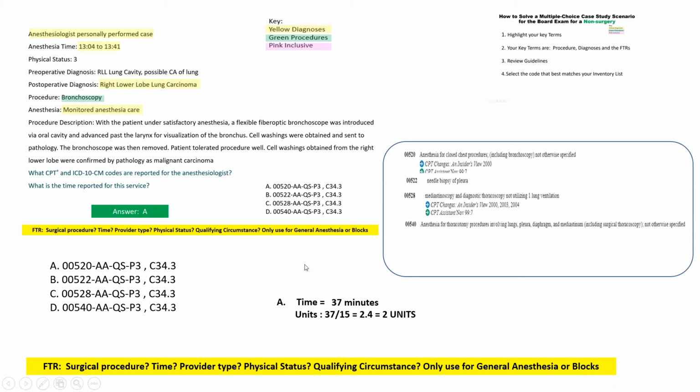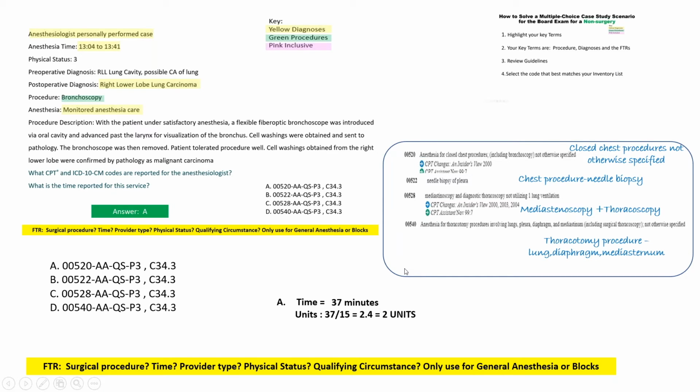Okay, now let's look into the answer. I've done some churning before I arrive at the correct answers. So the code 00520 is for closed chest procedures not otherwise specified. 00522 is for a closed chest procedure with a needle biopsy. 00528 is for mediastinoscopy plus thoracoscopy, and 00540 is for anesthesia for thoracotomy procedures in the lung, diaphragm, and mediastinum.